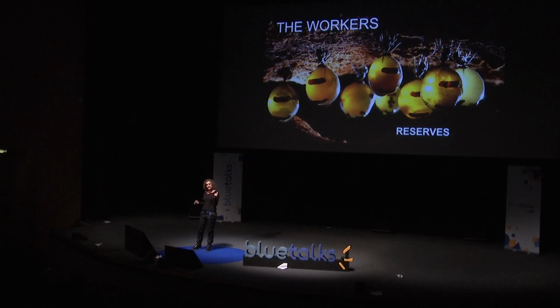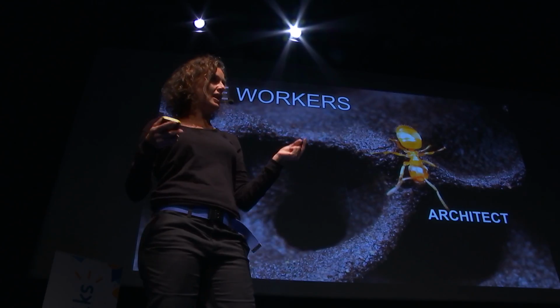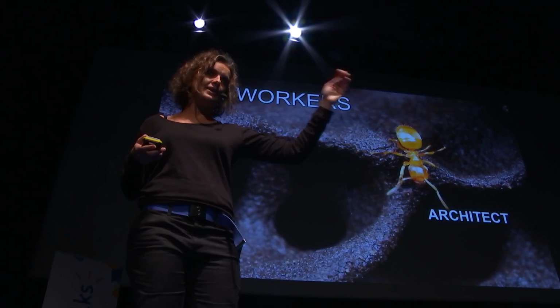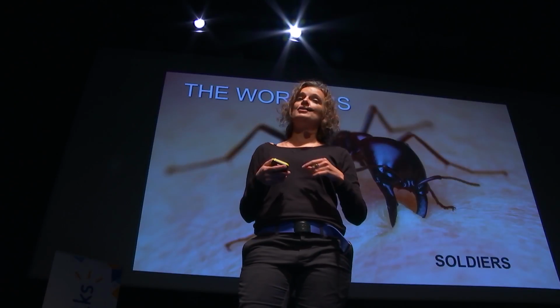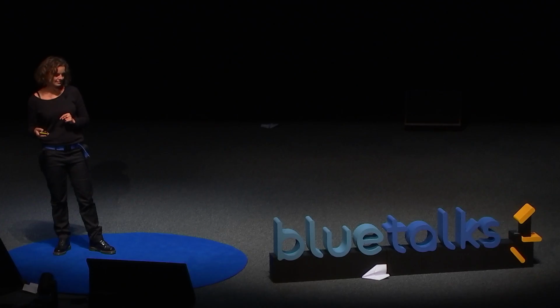And the workers can also be reserves. Reserves are like little fridges, so they carry the food inside their belly and share it with every member of the colony. They can also be architects, building the nest, the ones digging the galleries. The ones you know better are the soldiers, the ones who sting you when you touch them. This one defends the colony. And they are girls too.